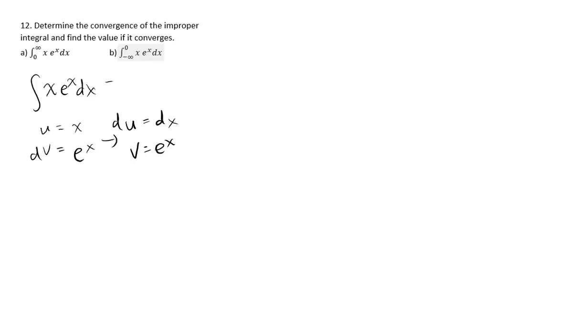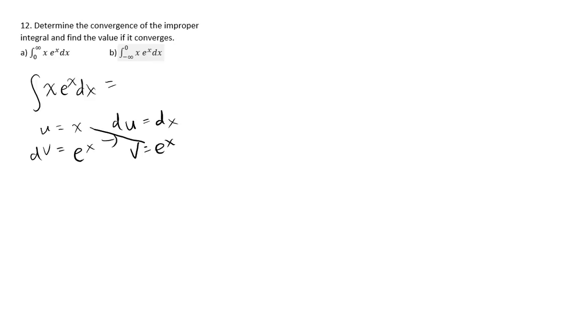Determine the convergence of the improper integral and find the value if it converges. Okay, so how do you integrate x times e to the x? Well, that will require integration by parts. U is x and dv is e to the x dx, which gives you du as 1 dx and then v as e to the x.